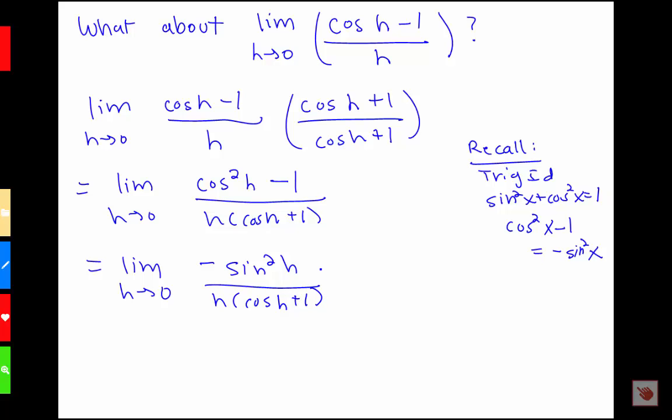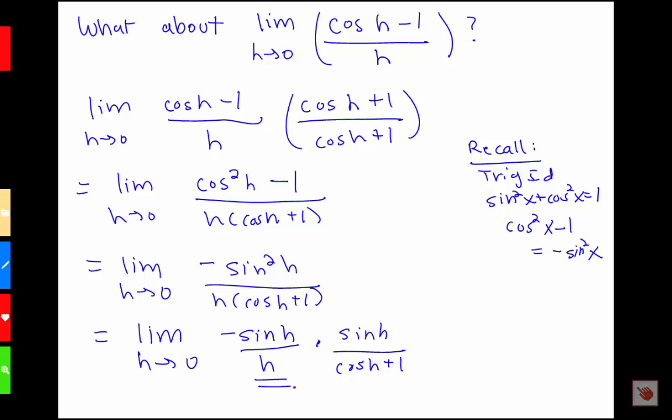Okay. Now we see that one of the pieces that we've already learned about, namely the limit as h goes to 0 of sine h over h, appears within this limit. So this is one situation I was talking about where we can use that previous fact to compute a limit. So we could rewrite this as the limit as h goes to 0 of negative sine h over h times sine h over cosine h plus 1. And we could look at using our limit laws to compute each of those limits separately.